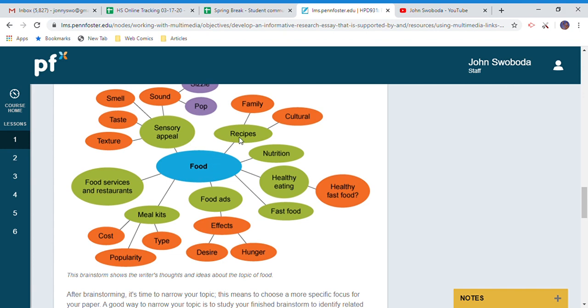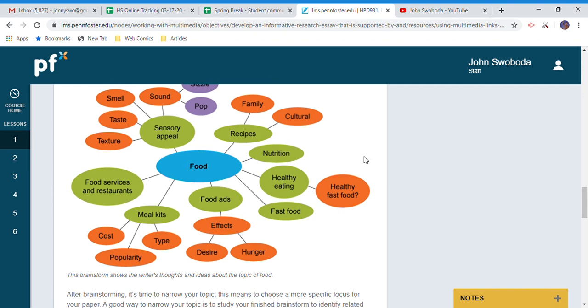Let's see, you're also thinking about recipes. You think about nutrition, healthy eating, healthy fast food. Is there such thing as healthy fast food? Fast food, food ads, meal kits. Cost type and popular meal kits, you know, like Blue Apron. They mail you little meal kits with instructions on how to cook it. Recipes are family recipes, there are cultural recipes. These are all the things this person is thinking about with food.